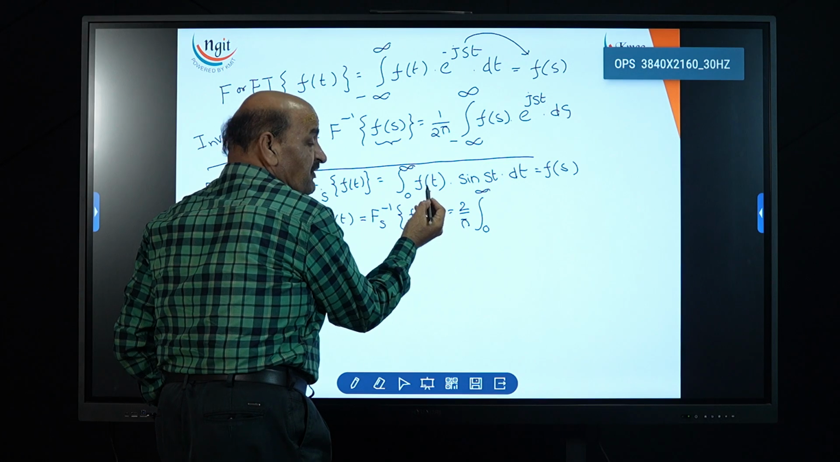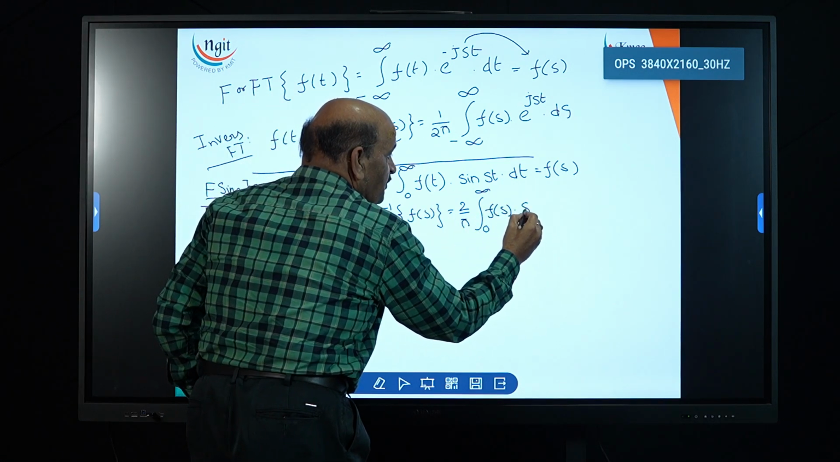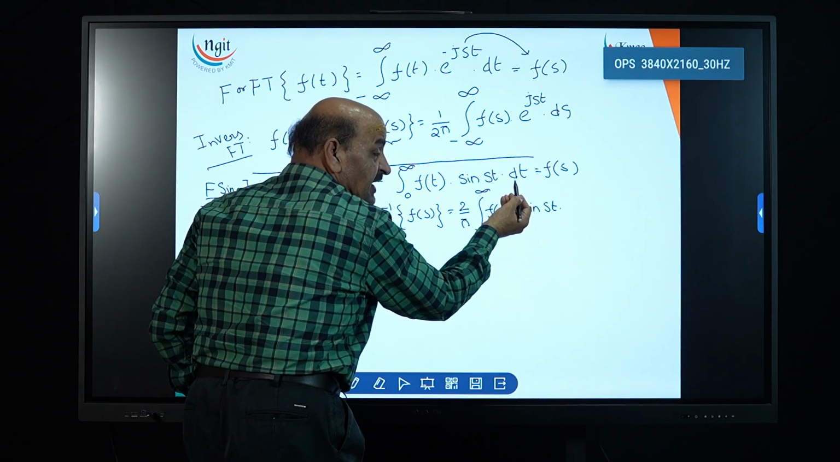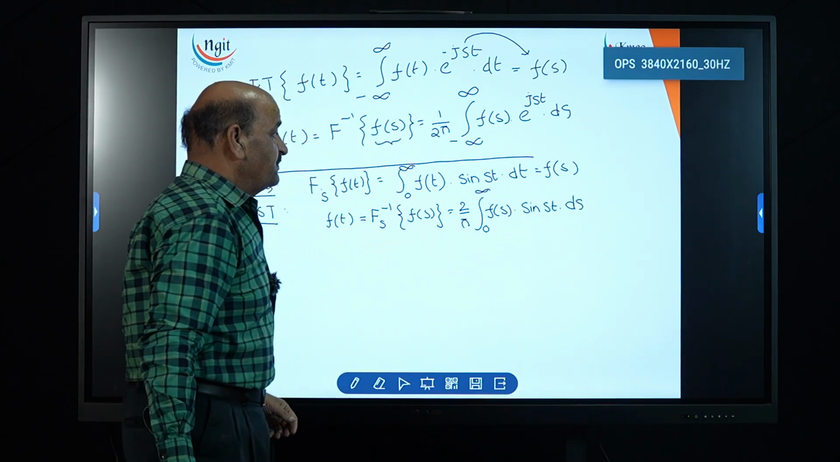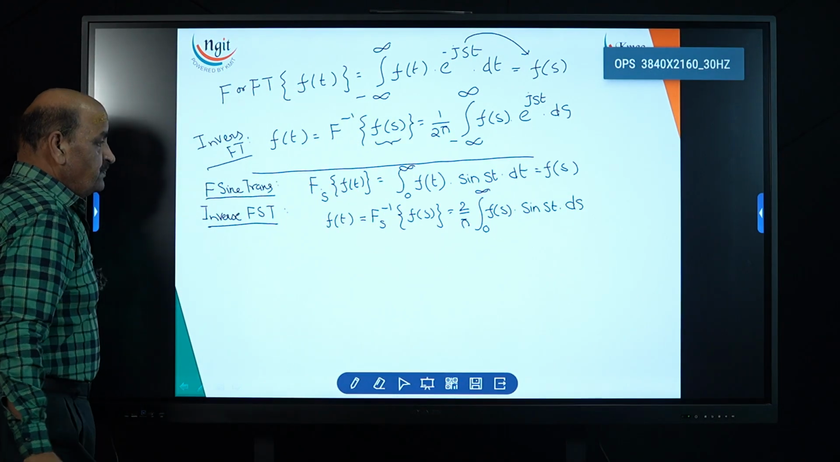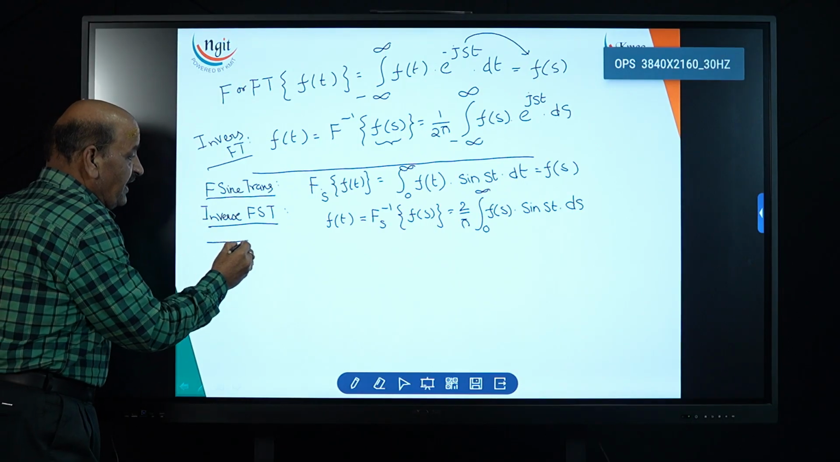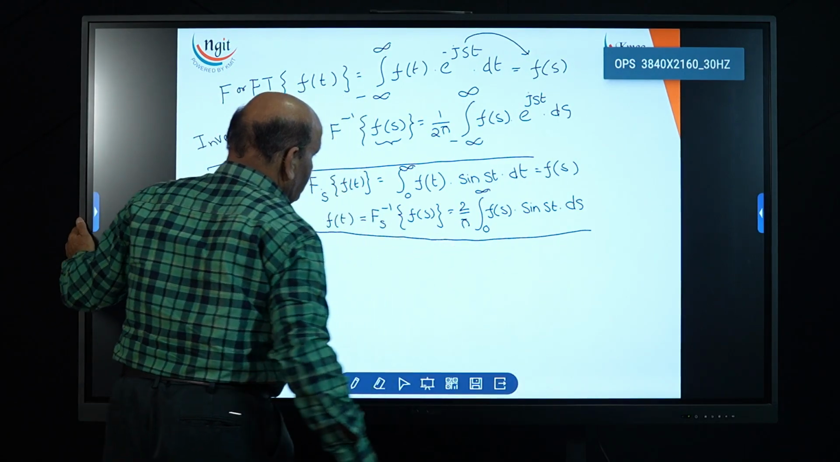Here in case of f of t, we have to make f of s. Because of sine, use the same term sine st. But in the previous case, we integrated with respect to t, and now we have to integrate with respect to s. That is Fourier sine transformation and Fourier inverse sine transformation.